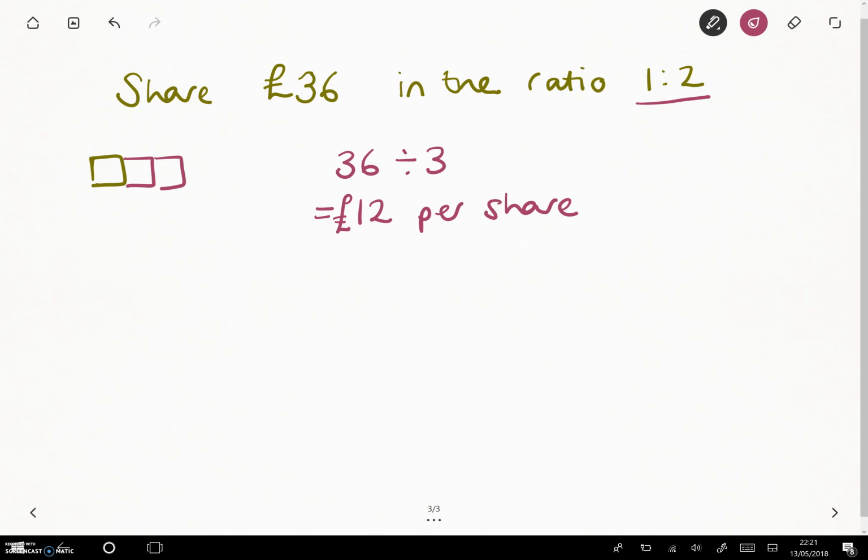Okay, £12 per share. And then I've got 1 share here is £12, and these 2 shares here are worth 24. Add them together to check I'm right at the end, and I get 36, so I know I've shared it correctly.